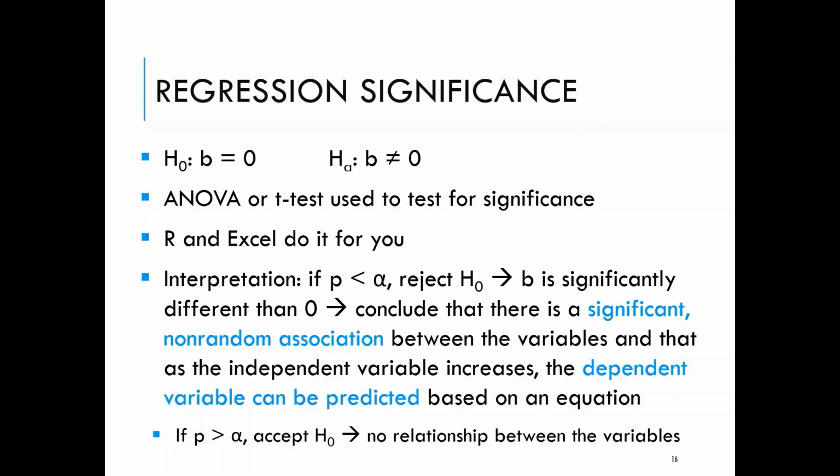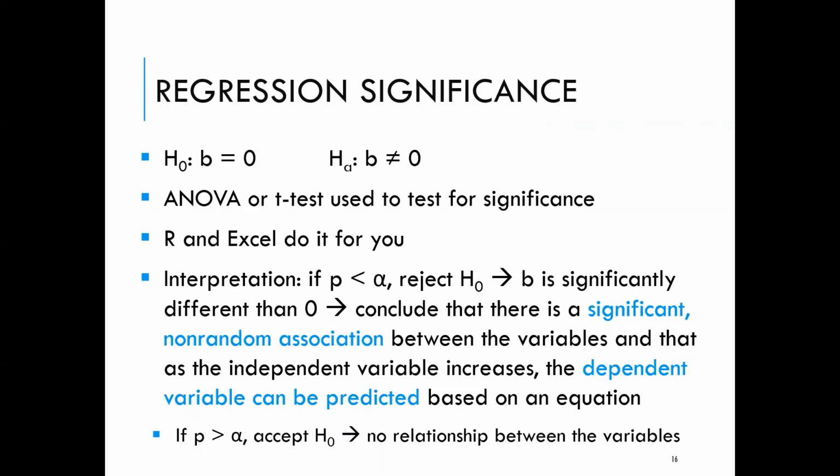To interpret the resulting p-value from our regression analysis, if p is less than alpha, as always, we reject our null hypothesis. This would indicate that the slope is significantly different from 0, which would allow us to conclude that there is a significant and non-random association. There's some relationship between these two variables, and as the independent variable, or x, increases, the dependent variable, y, can be predicted based on an equation. That is another major difference between regression and correlation. Regression does allow you to predict values of y given values of x.